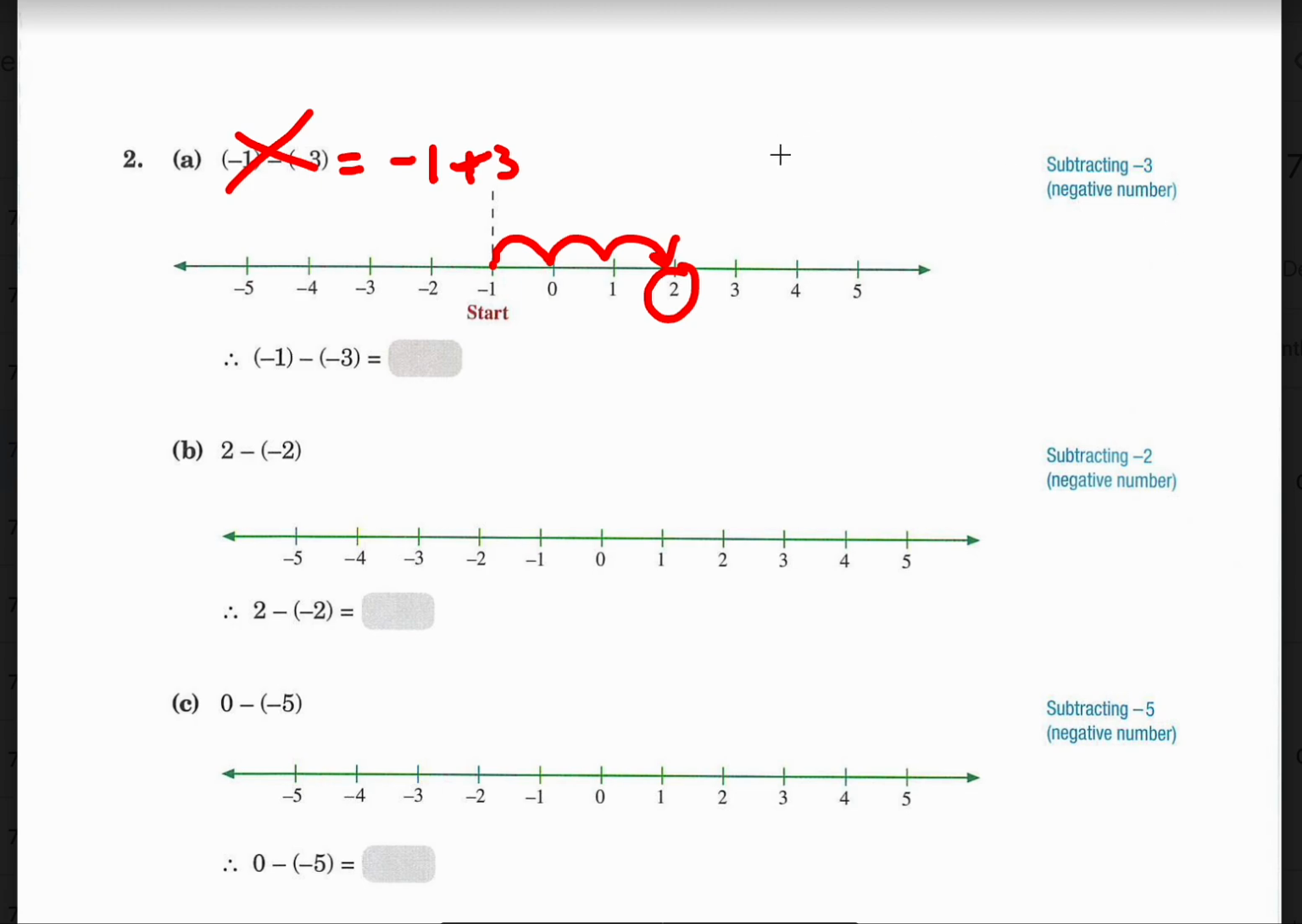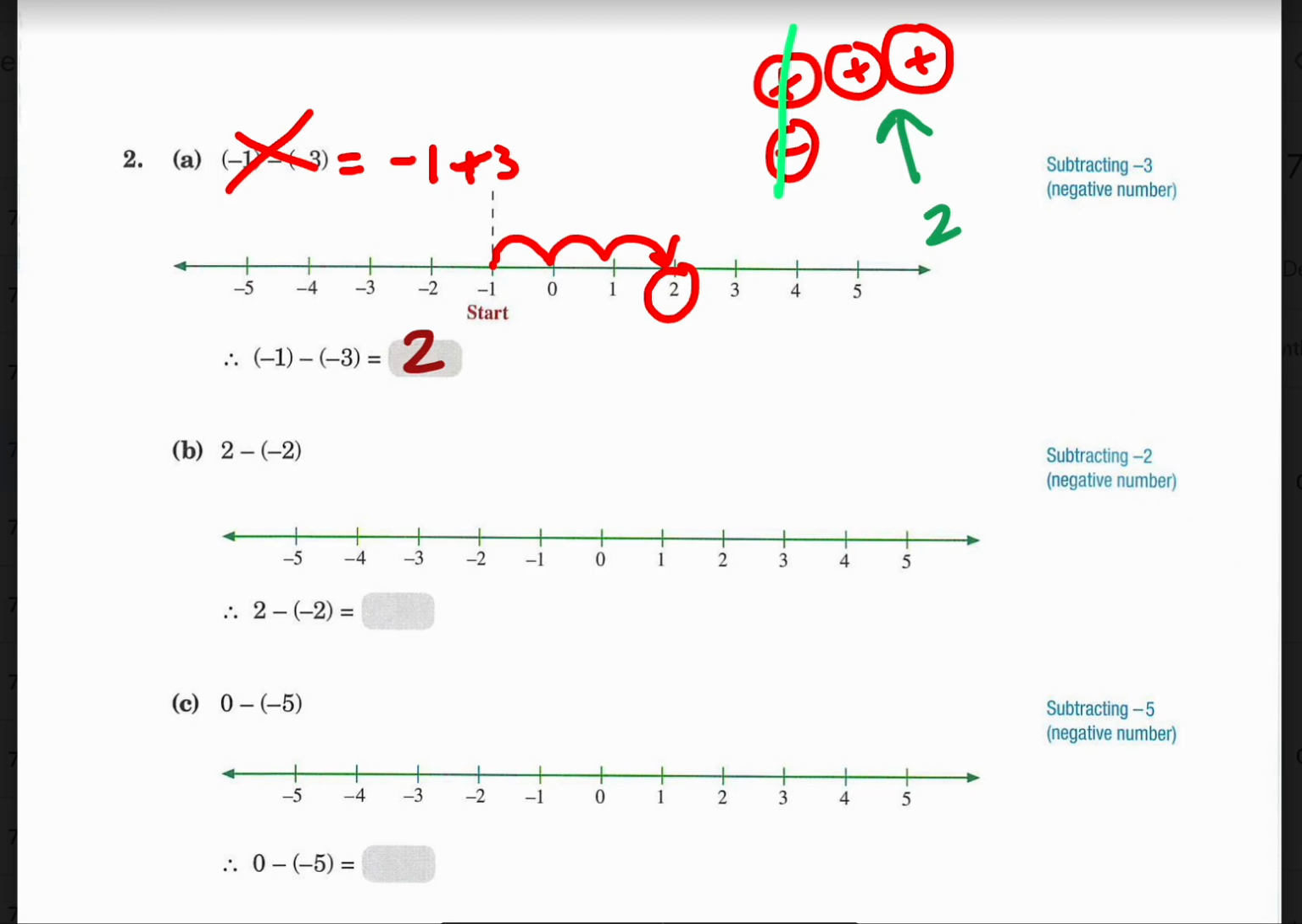Okay, with our coin method, 1 negative, 3 positives. The negative and the positive cancel each other out. And that's how we end up, let me choose a different color so you can see that better, that's how we end up with positive 2 as the answer. In both situations, we have a positive 2.